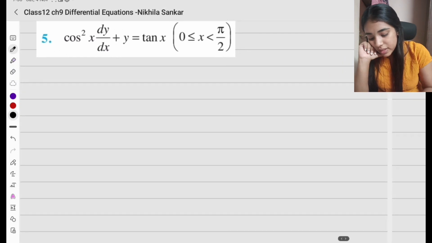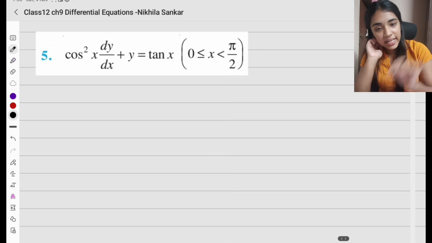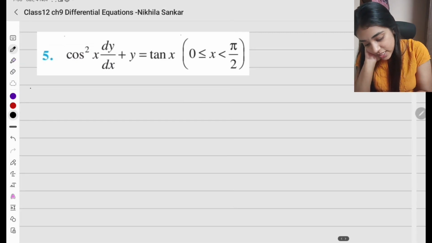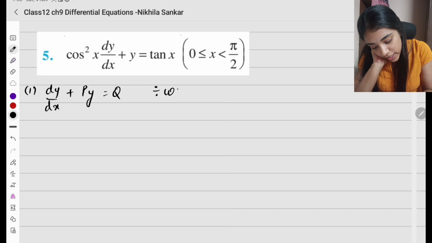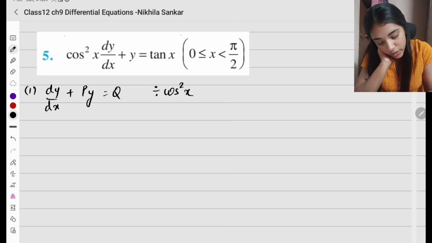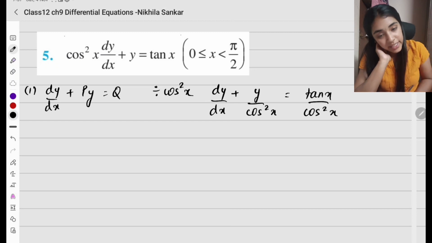Question number 5. Cos square x dy by dx plus y equals tan x. Okay, so first we have to see what formula is there. dy by dx plus py equals q. Is the formula there? No. I have to divide the whole equation by cos square x. So what am I going to have? dy by dx plus y divided by cos square x equals tan x divided by cos square x.